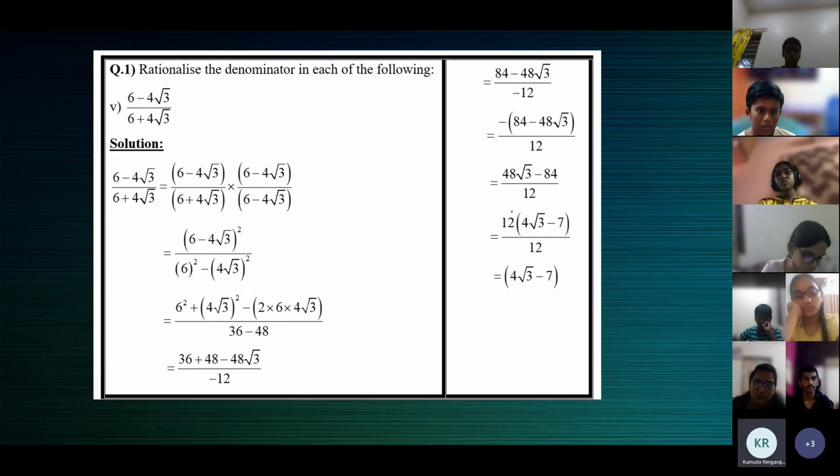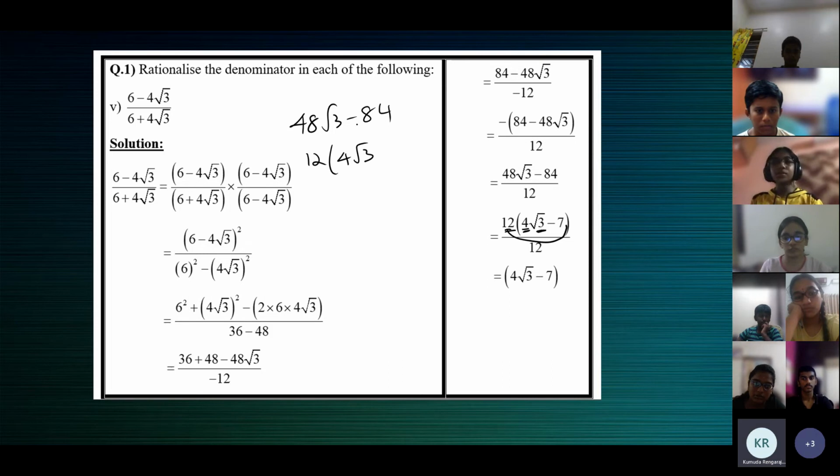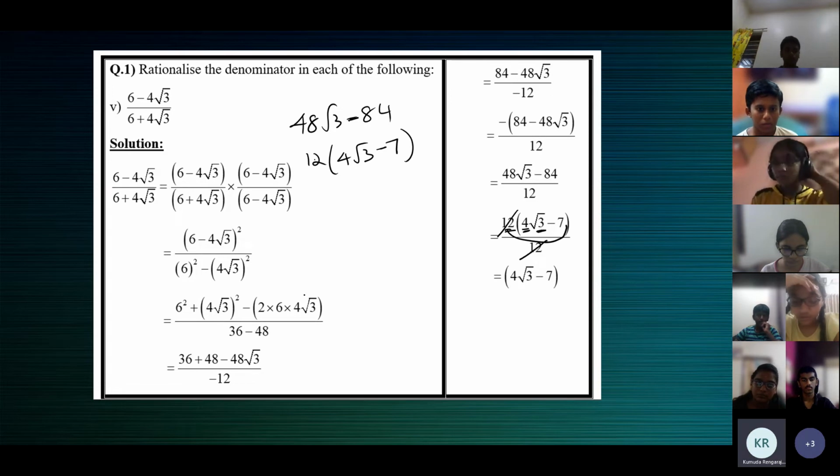So 12 common out. Now 12 fours are 48, root 3, and 12 sevens are 84. 48 root 3 minus 84. 12 is common. 12 into 4 is 48, that root 3, minus 12 sevens are 84. So 4 root 3 minus 7 we get in the bracket divided by 12. 12 and 12 get cancelled. And the answer is 4 root 3 minus 7.